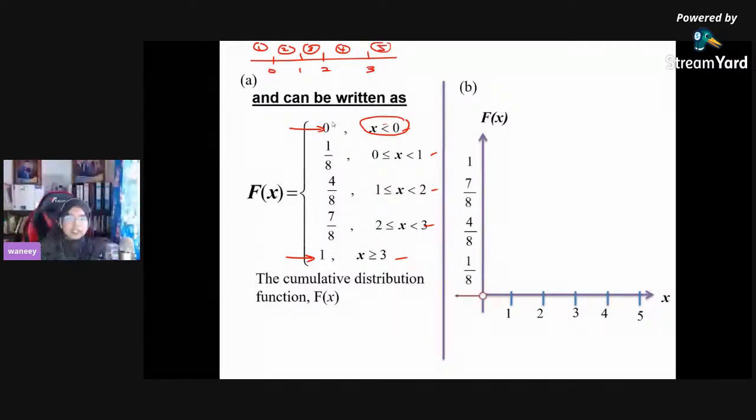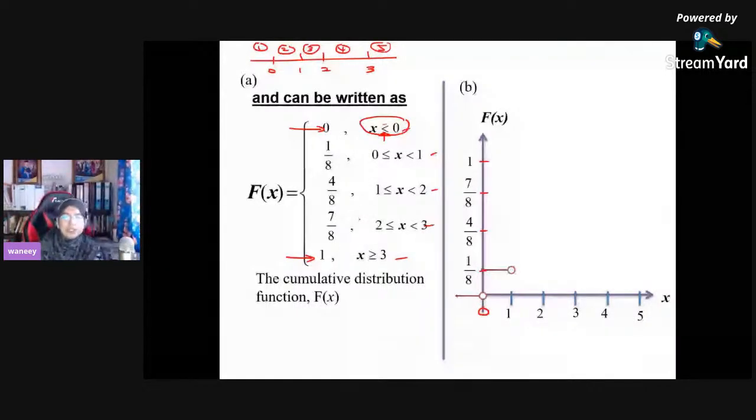Okay, so this is basically the graph. Do make sure to use an open circle, because for this one, it is not including 0. Not including 0, so starting from 0 and going to the left hand side, it will be a flat horizontal graph at 0. And then from 0 up until 1, the value is 1 over 8. So this is 1 over 8, 4 over 8, 7 over 8, and 1. And then we have something from 0 to 1. Okay, so of course at 0, it should be a dense circle.